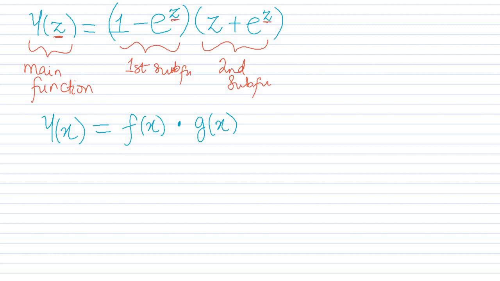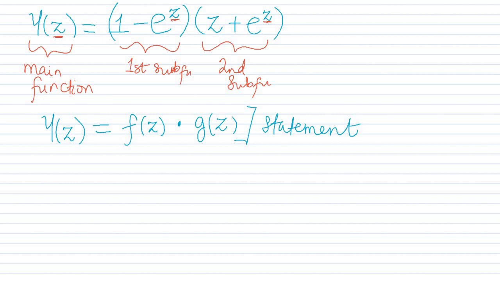Therefore, we can simply change our general formula or general statement to have the variable z, so that it becomes easier for you to solve the problem, inshallah. So that's what I'm going to do here. I'm going to change it back to z. So y of z equals f of z multiplied by g of z. This is just a simple statement.